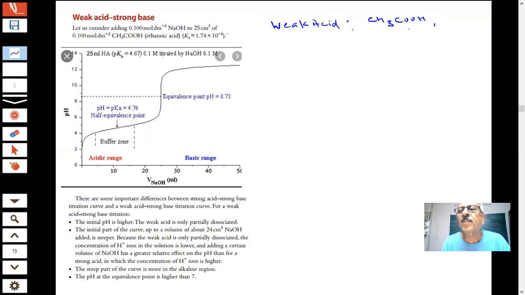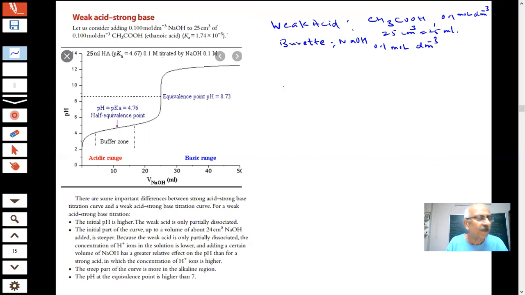I am taking ethanoic acid, 0.1 mole per decimeter cube, and I am taking 25 milliliter of this, which is 25 centimeter cube, in my beaker. And in the burette I am taking NaOH, a strong base, which is 0.1 mole per decimeter cube. Okay?